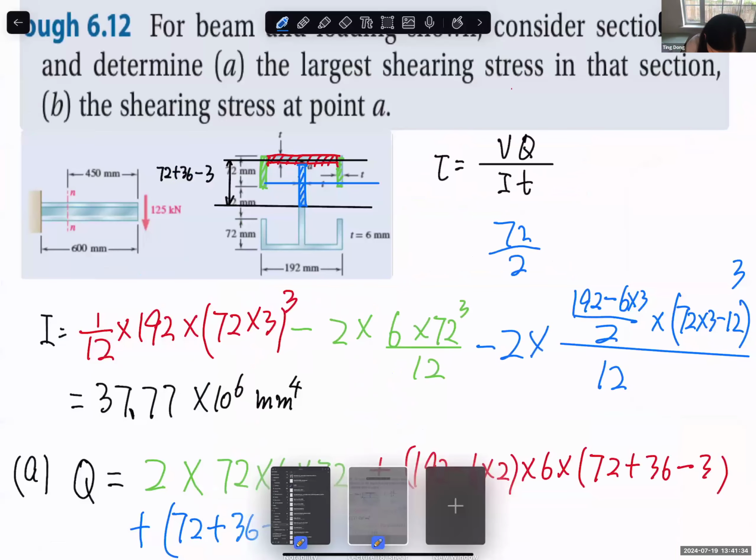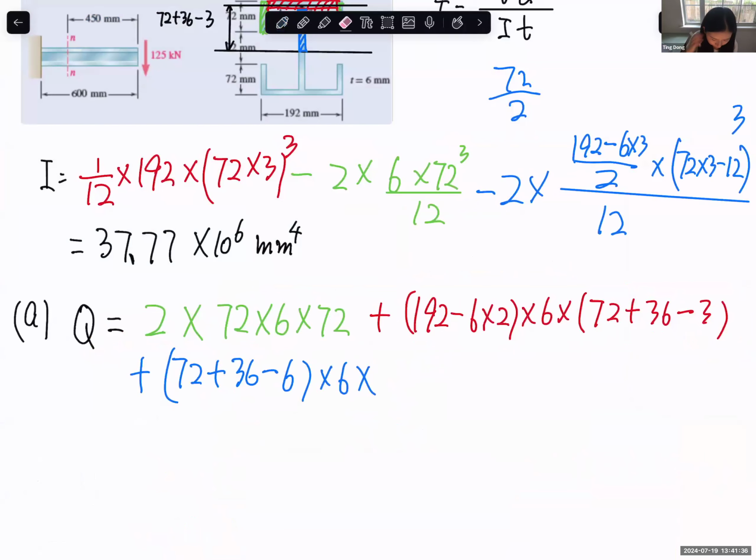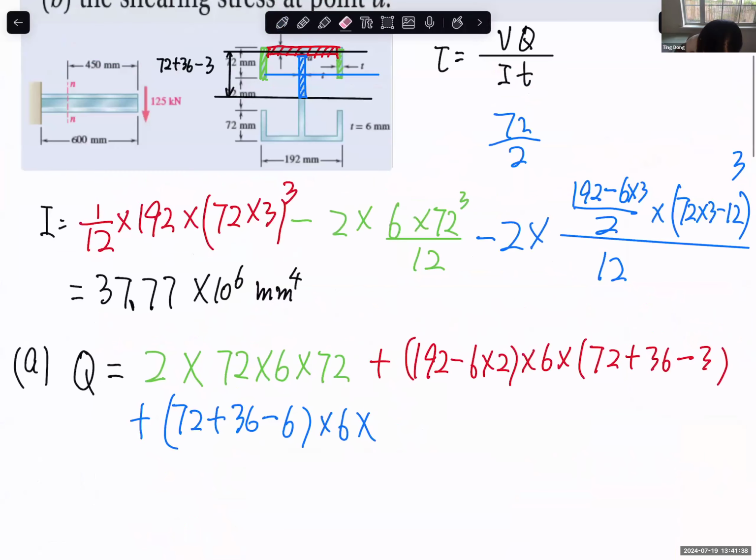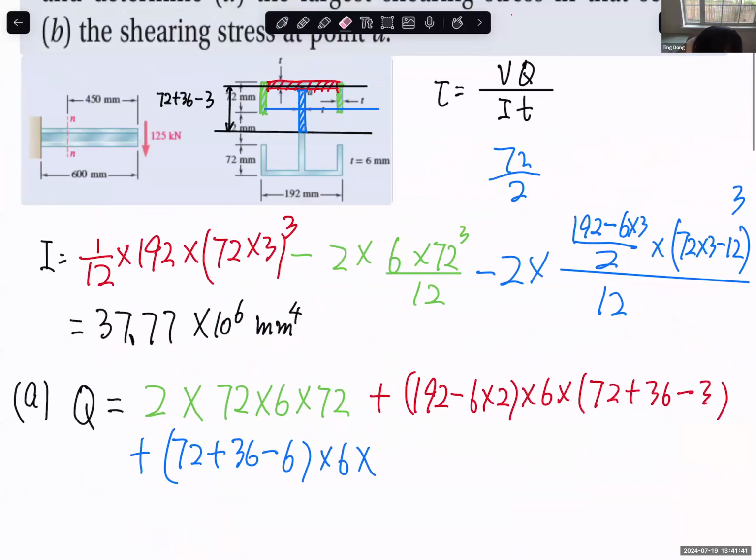Okay. Sorry about that. So now for this y bar, it should be equal to 36 plus 72. So this is the total height plus the red area thickness. So I need to minus the thickness and then divide by two. And now this is the y bar.